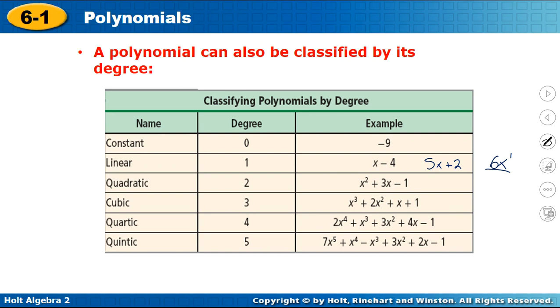Quadratic has a degree of 2, cubic has a degree of 3. It doesn't have to have all these terms in it, but it just means that the highest degree is a third degree, or a second degree, or a fourth degree. That's all it needs to be a cubic, a quartic, a quadratic, whatever it is in terms of what degree it is.